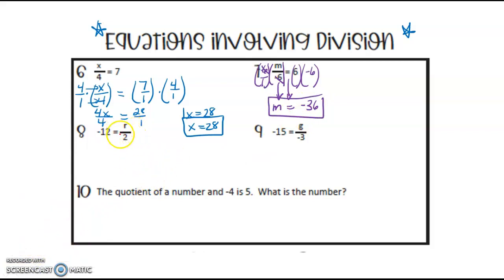Okay, here it's divided by 2, so I have to multiply by 2. And I'm going to multiply this by 2. So my 2's cancel here. My r comes down. My equals comes down. Positive 2 times negative 12 is negative 24. So I have r is equal to negative 24.